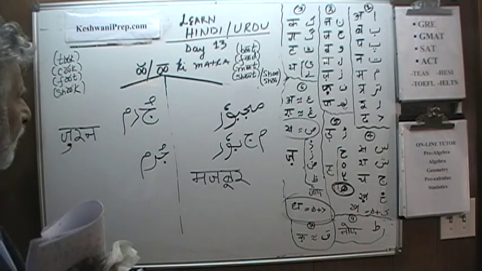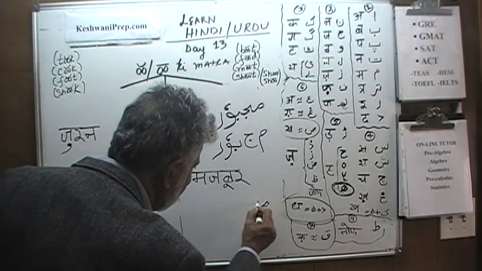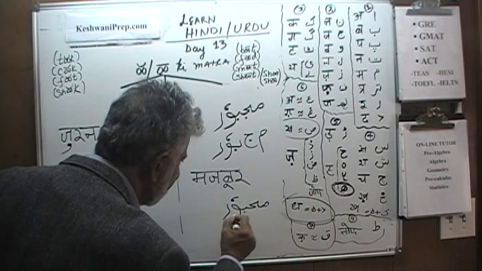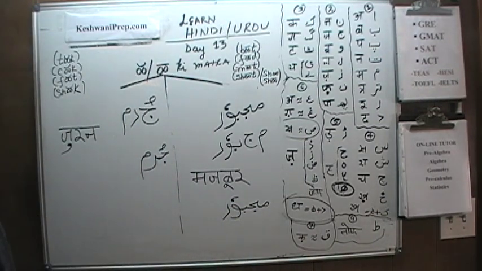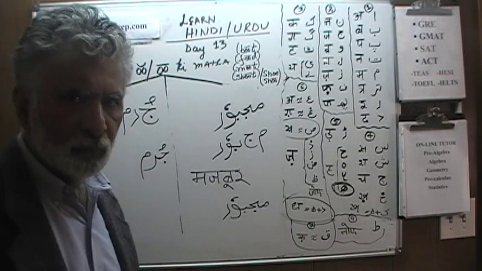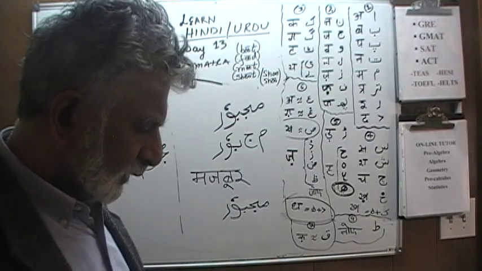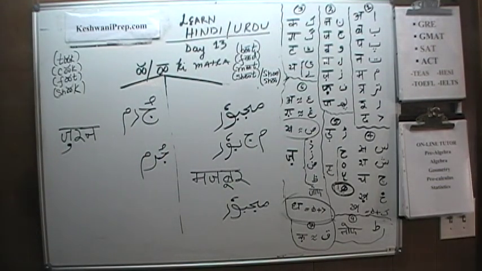Let's put them together one more time. Let's do it on the bottom here. Ma, cha, bu, ra, majboor. You see, you don't stop in the middle of the writing like I was stopping to put the dots and everything. You do that at the end. That's why it looks awkward when I'm writing it, because I'm not used to stopping in the middle of the word. Let's do the next one. Just first write it in Hindi.